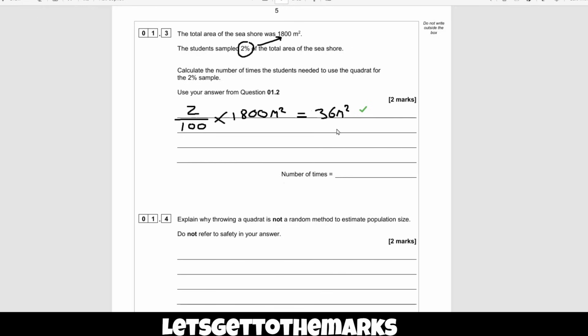So it's 36. Another way is to work out 1%. You could divide 1,800 by 100, you get 1.8, and then times it by 2 to get 2%. Some people do it that way. That's totally fine. Now what they're asking is how many quadrats did they use?